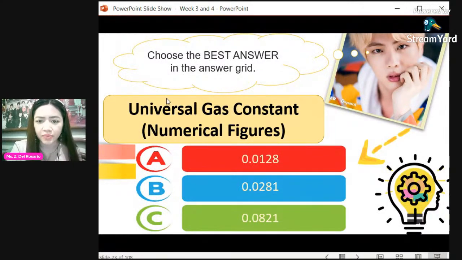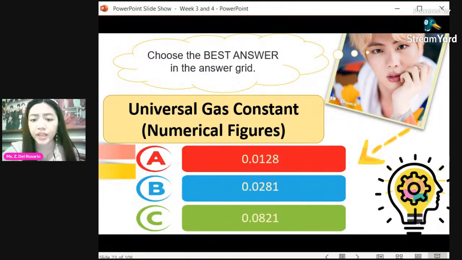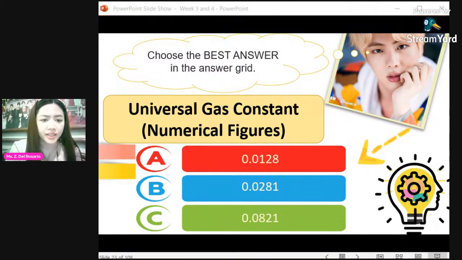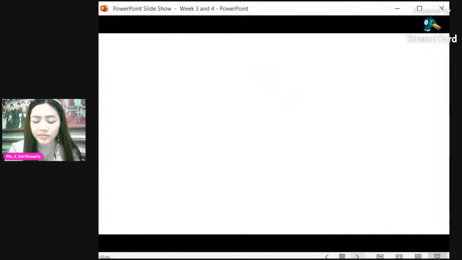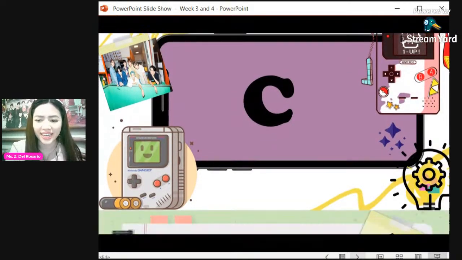And finally, what would be the universal constant for gas, particularly the numerical figures? Because we know for a fact that the unit involved in here would be liter atmosphere over mole Kelvin. But we are tasked to find out the numerical figures. Is that A, 0.0128, B, 0.0281, or letter C, 0.0821? The correct answer is letter C.